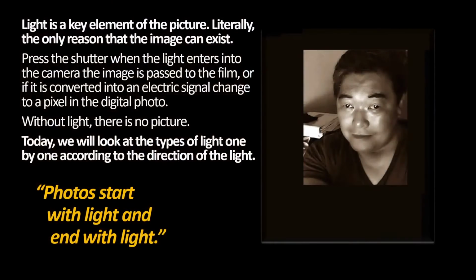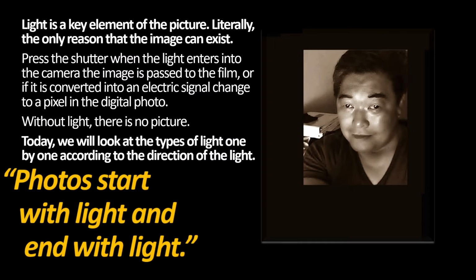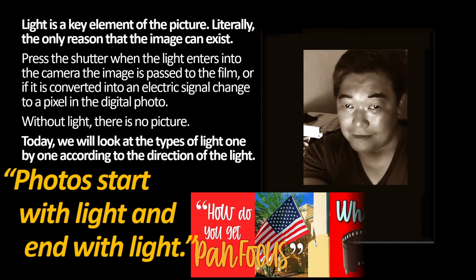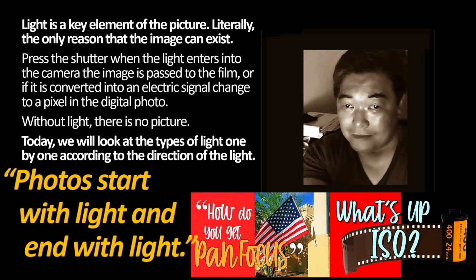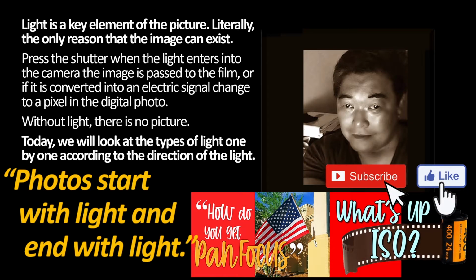Photos start with light and end with light. Light is a key element of the picture. Literally, the only reason that the image can exist. Press the shutter when the light enters into the camera, the image is passed to the film, or it is converted into an electric signal changed to a pixel in the digital photo. Without light, there is no picture.